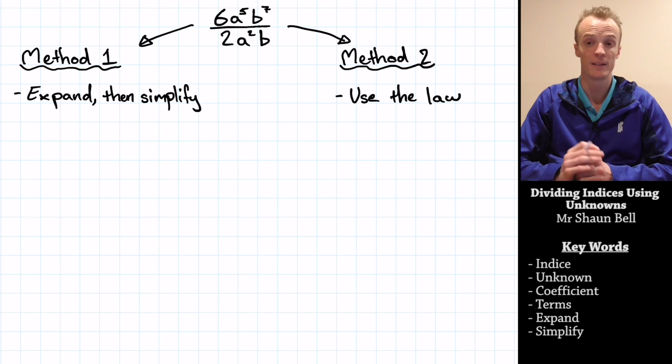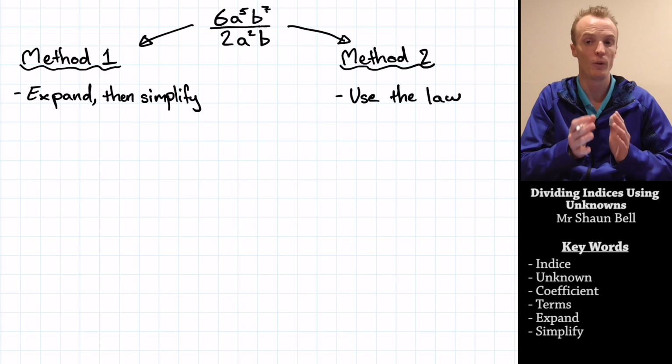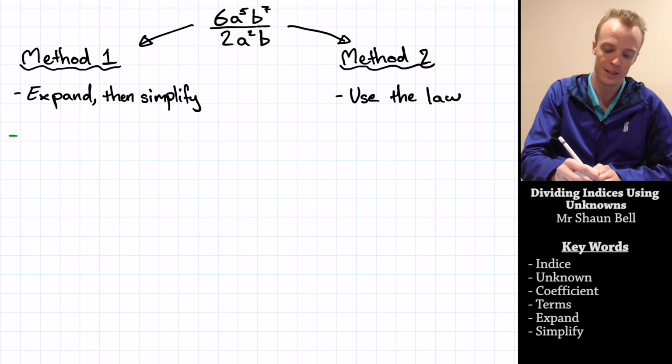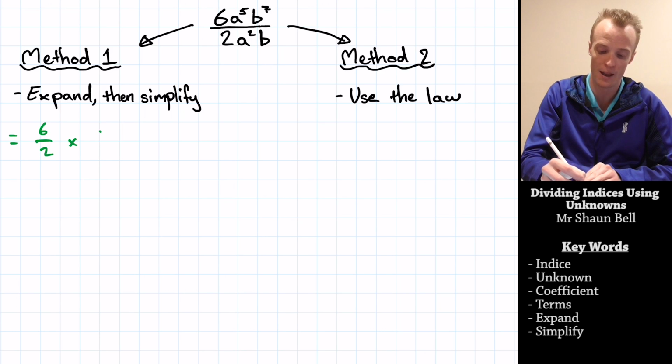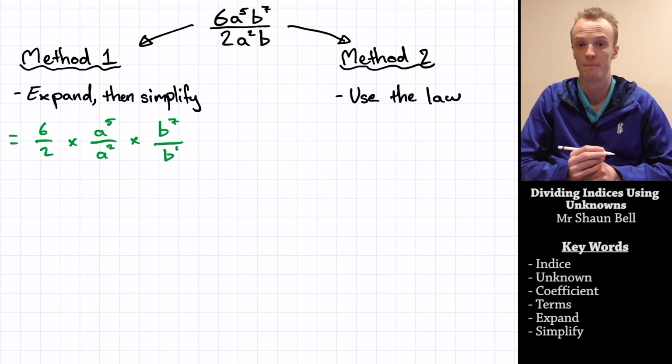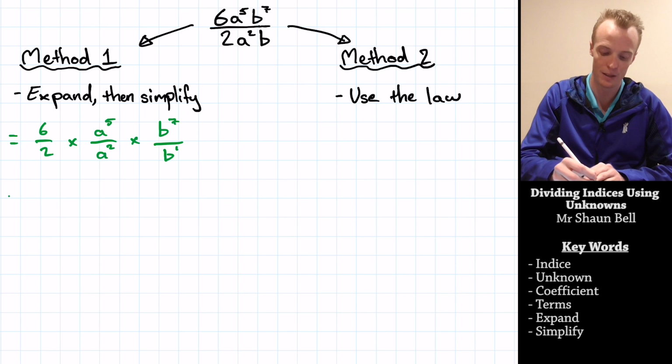Well, when we look to expand and simplify, because there's nothing but multiplication happening again, I can break this problem up. So this is equal to 6 divided by 2 multiplied by a to the power of 5 over a to the power of 2 multiplied by b to the power of 7 over b, which is to the power of 1 if we want to write it there. So our next step, let's expand this right out.